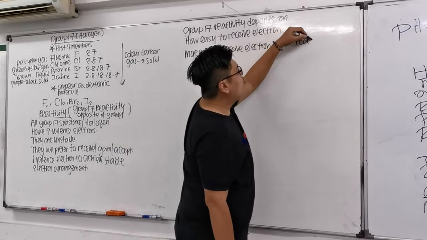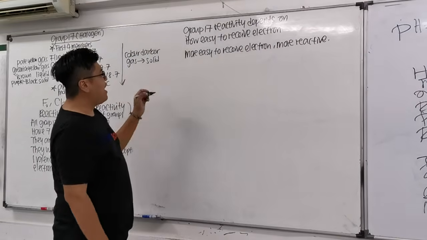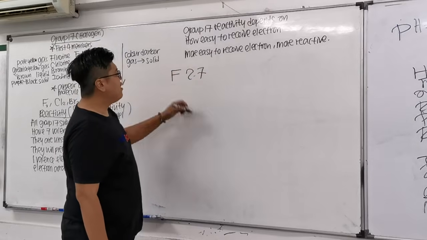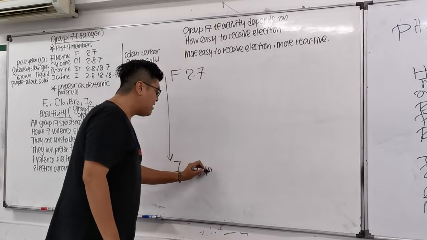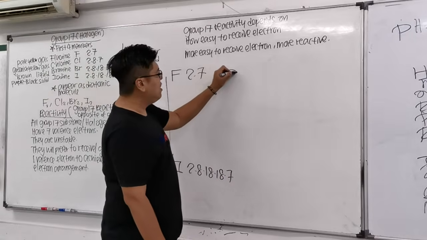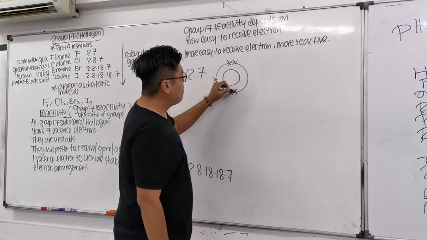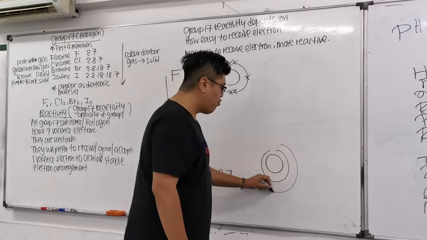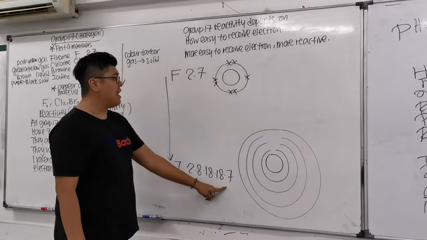So last week, if you compare, we choose 2 for comparison: fluorine, 2.7, and go all the way down to the last one, iodine, 2.8.18.18.7. Fluorine has 2 circles, 1 and 2, with 7 electrons at the outside. Iodine has 5 circles, 1, 2, 3, 4, and 5, and you also have 7 electrons at the outside.